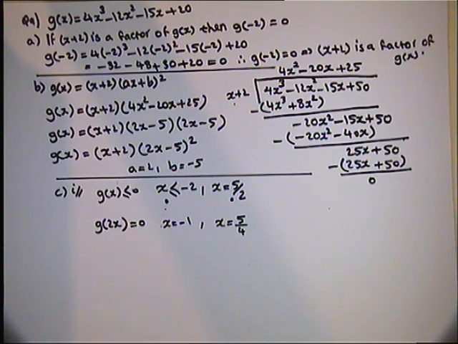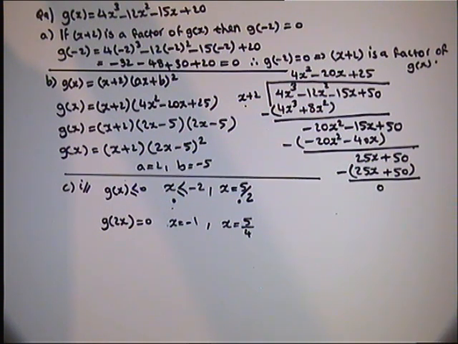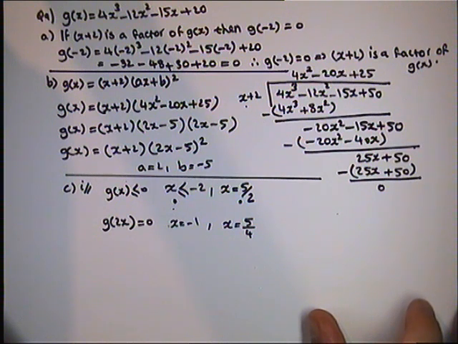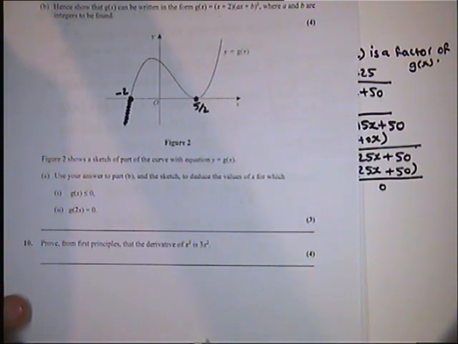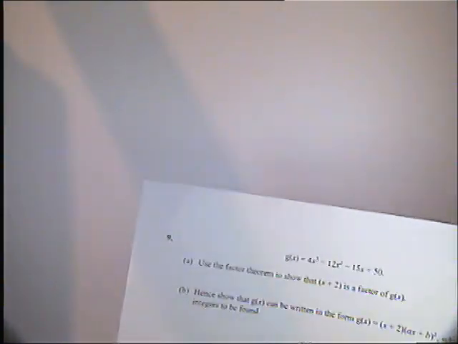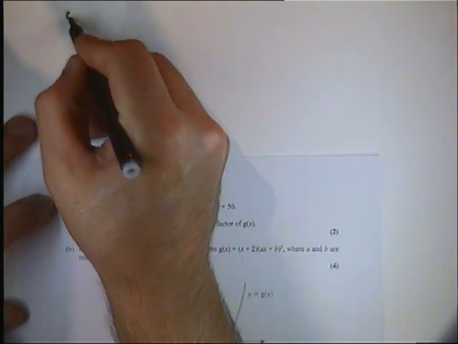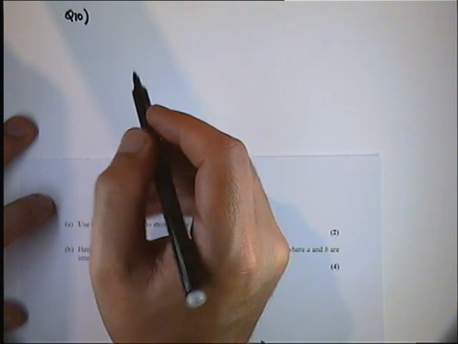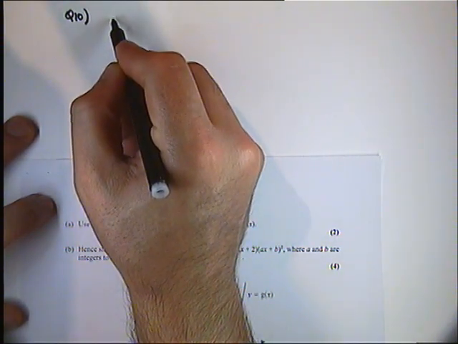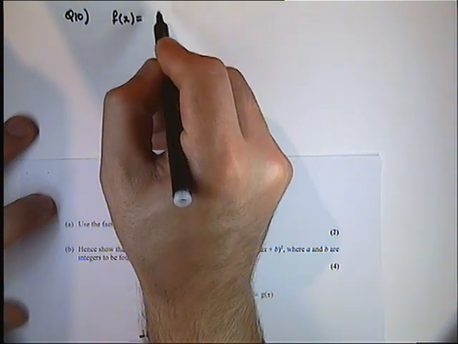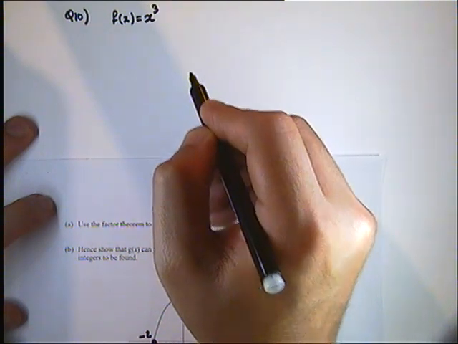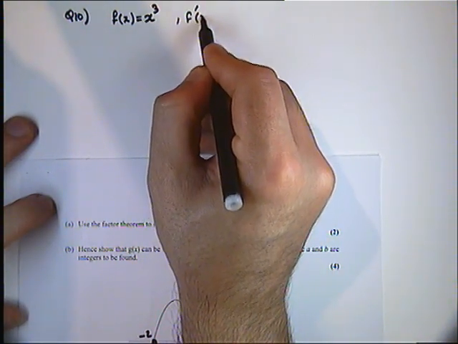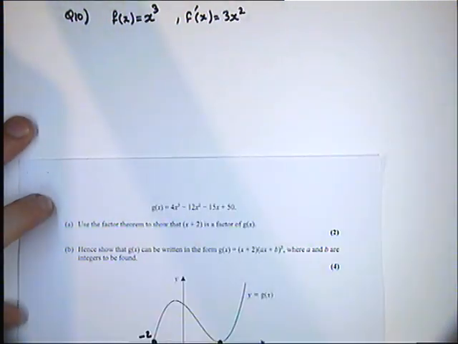So now let's move on to question 10. Question 10: prove from first principles that the derivative of x cubed is equal to 3x squared. Okay, let's use a new page. Question 10. Prove that if f of x equals x to the power of 3, then f prime of x equals 3x squared.